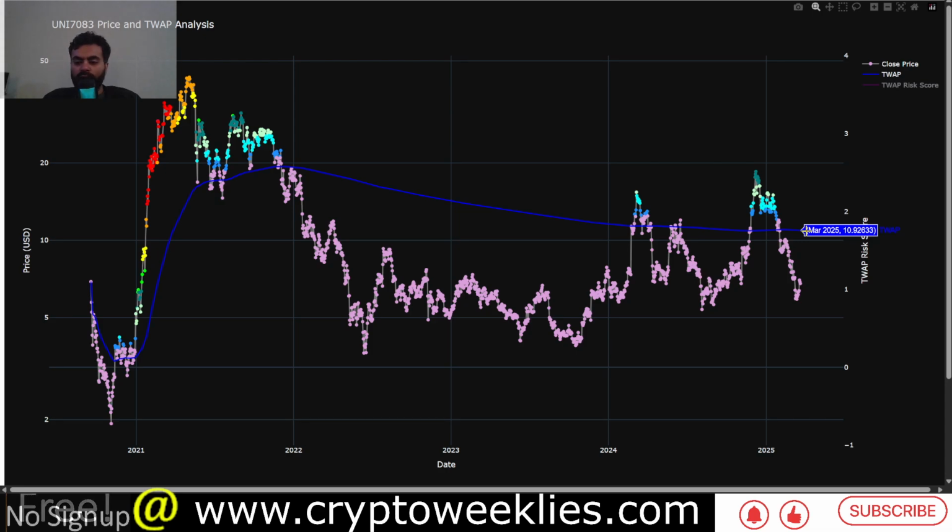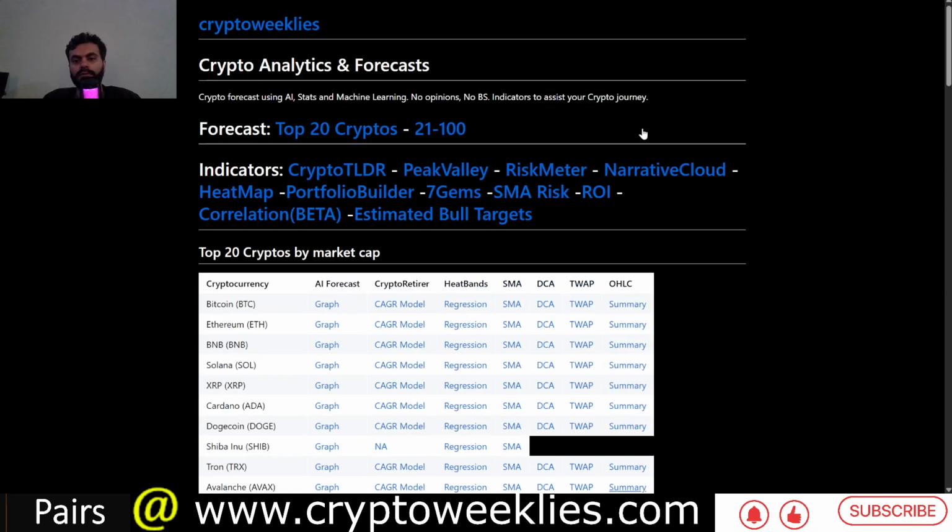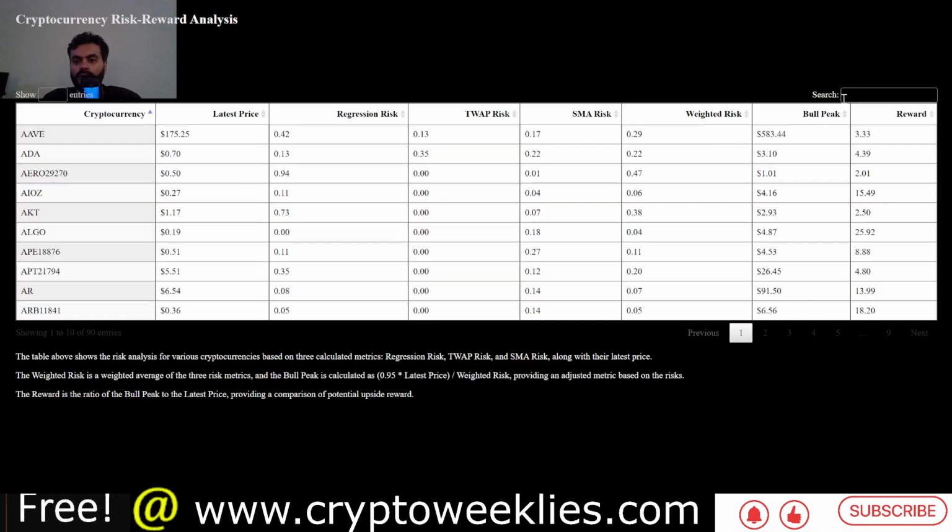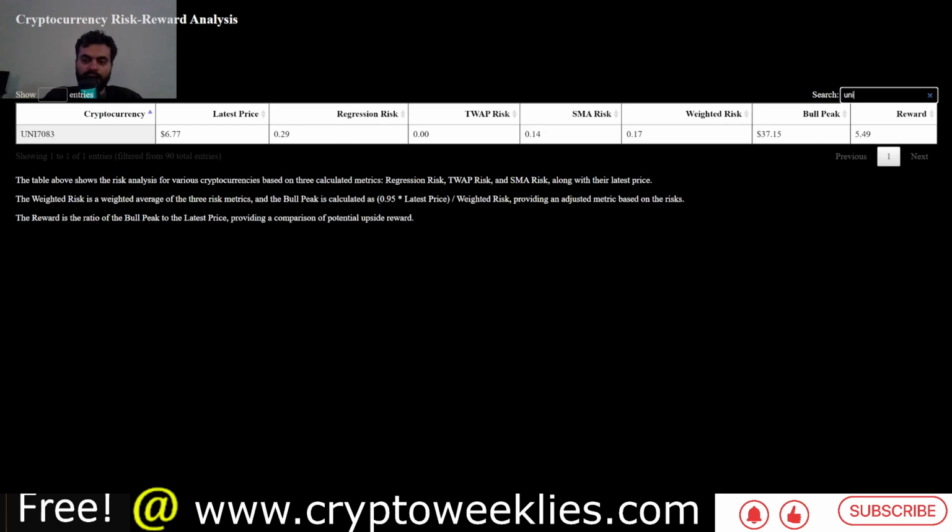Again, right now the time weighted average price is at around $10.92. Again, there has been some sort of a decline in the time weighted average price, but you can see it essentially has flattened since about February 2024. Back then the time weighted average price was $11.40. Now it's at around $10.92. So accumulating, again, per this model, Uniswap is in an accumulation zone right now.